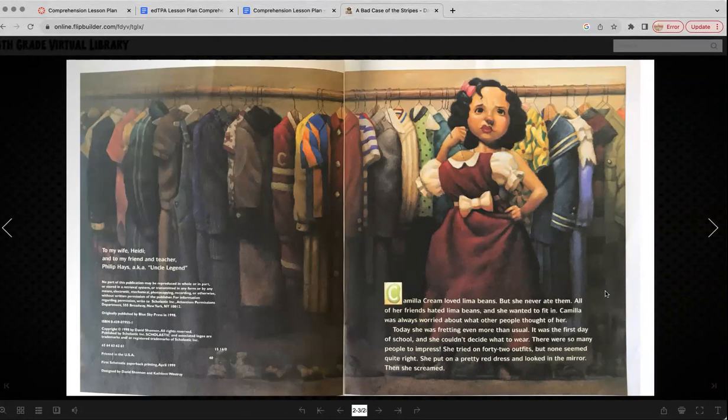She put on a pretty red dress and looked in the mirror. Then she screamed.